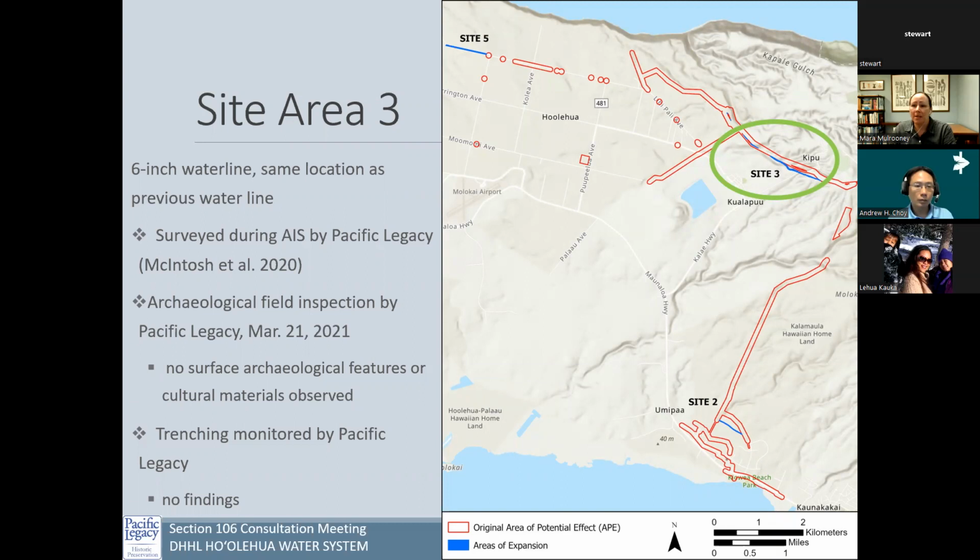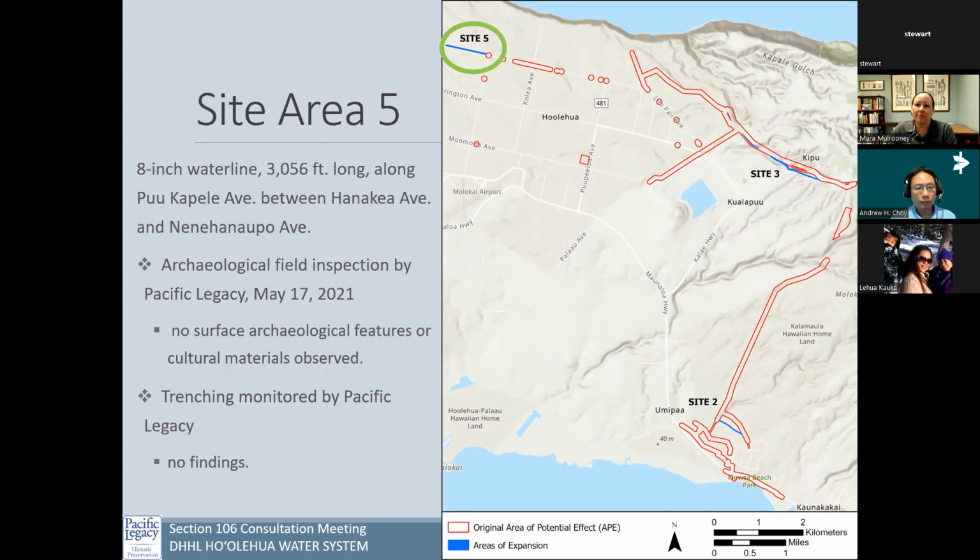2020. In this area, an archaeological field inspection was also completed by our team on March 21st of 2021. No surface archaeological features or cultural materials were observed in this instance either. The trenching was monitored by our team, and that occurred in April to July of 2021. There were no findings in these areas of expansion in this area.